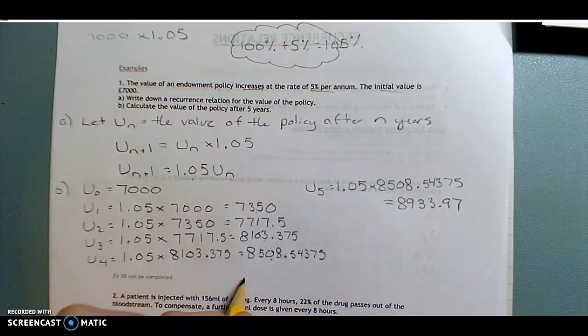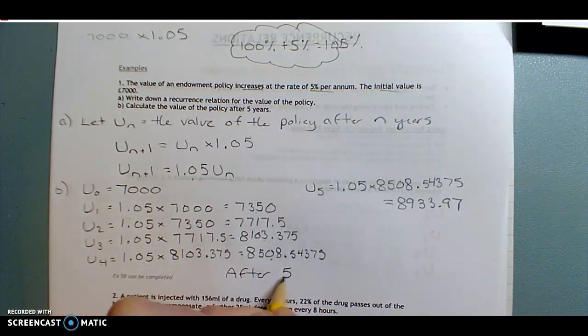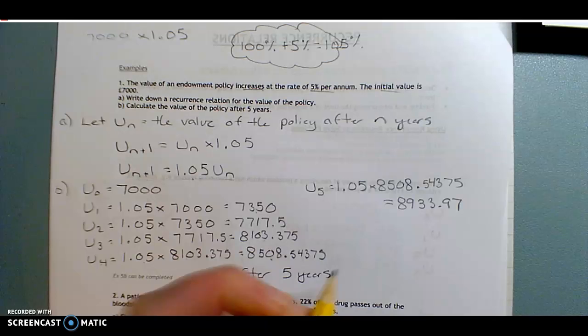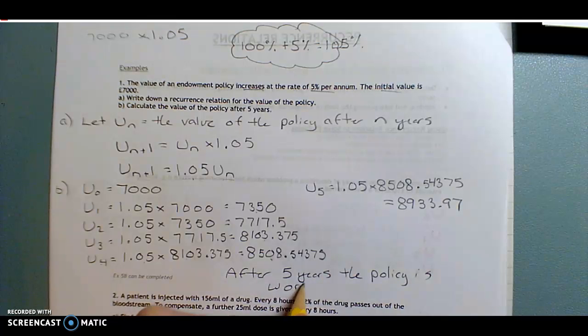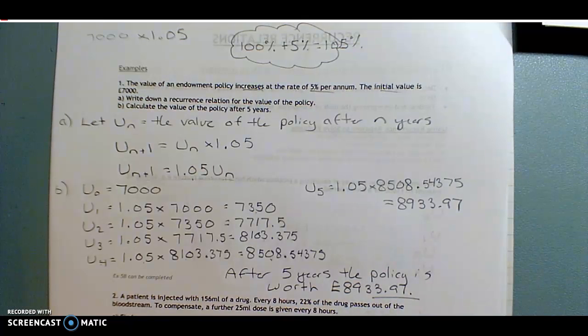So we'll just write this at the bottom here. So after 5 years, the policy is worth £8,933.97. So there you go. That's how we use recurrence relations to answer this type of question.